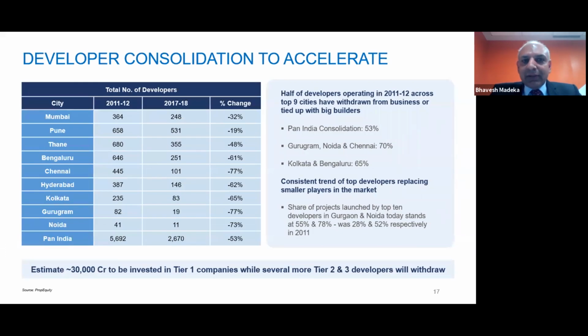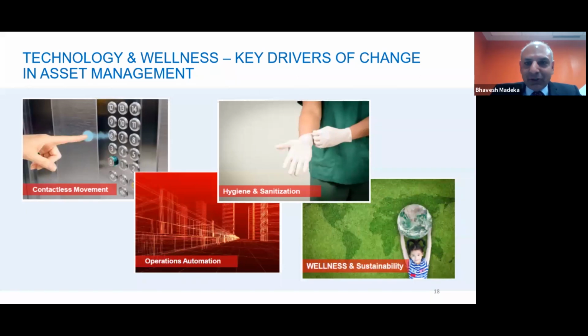I would now take you to the post-COVID trend in residential real estate: from 5,692 developers, it has shrunk to 2,670 developers in 2017, and I still feel that it will further come down. This presentation is going to be shared with you, and I'll just try to finish it soon.